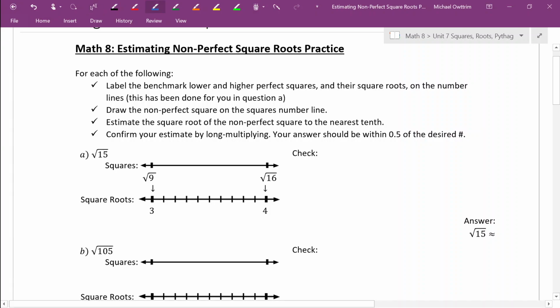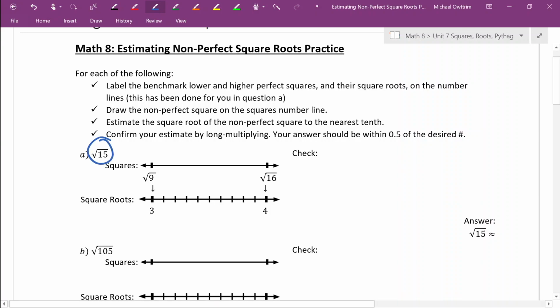Hello class, today we are taking a look at estimating non-perfect square roots, and we're asked to label our benchmark lower and higher perfect squares, as well as those square roots on our number lines, draw our non-perfect square where it would go on those number lines, and use that to estimate the square root of the non-perfect square, which we can confirm by multiplying.